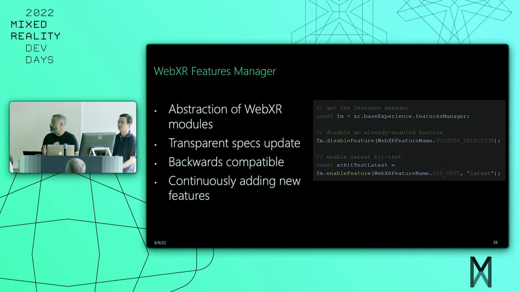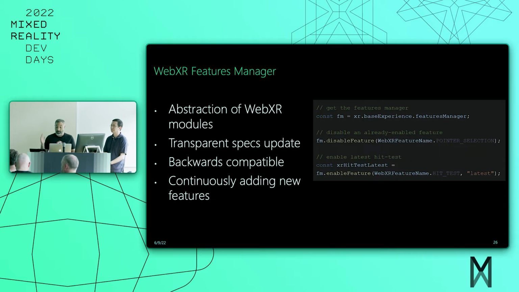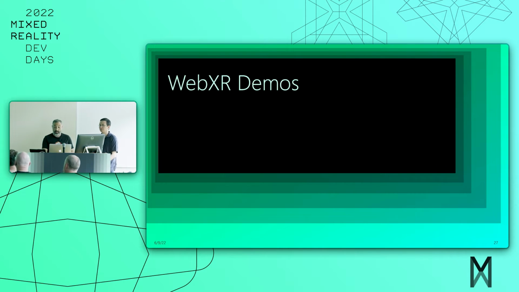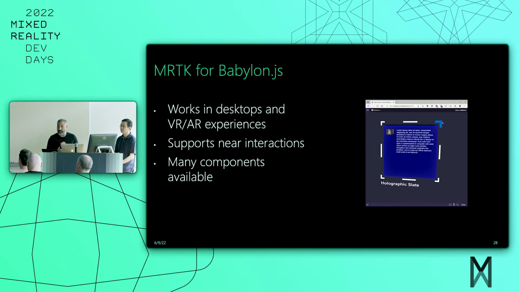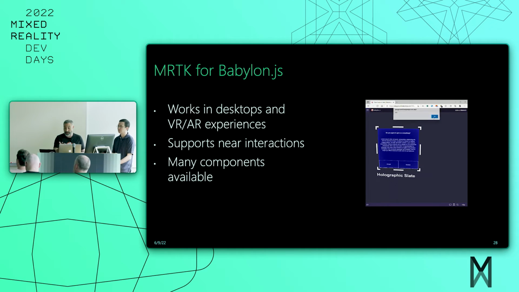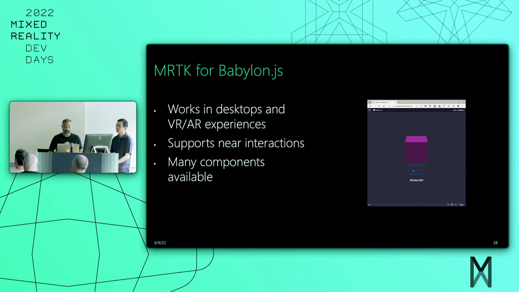Let's see a few demos. All of those demos are running in your browser. The first demo I want to show is the MRTK for Babylon.js. MRTK is a set of UI tools that can be used to enhance your XR session. It works on desktops and VR and AR experiences.